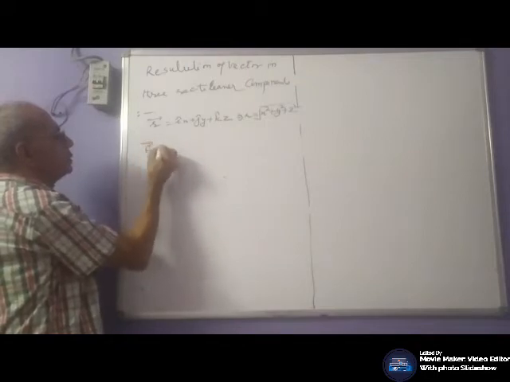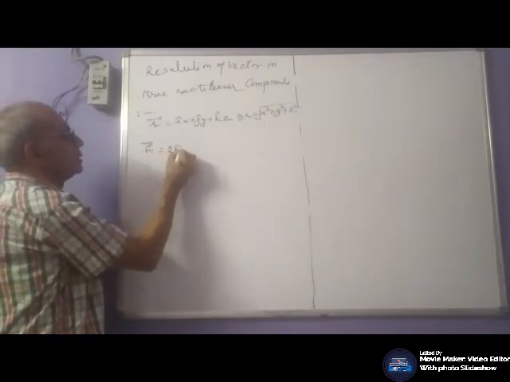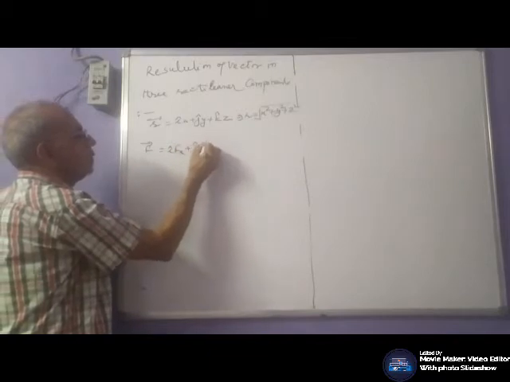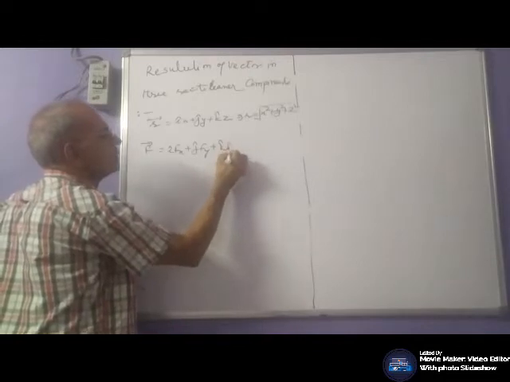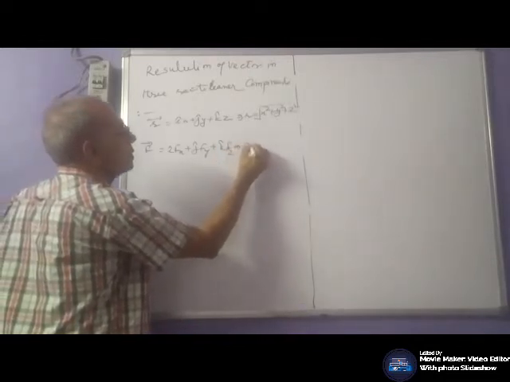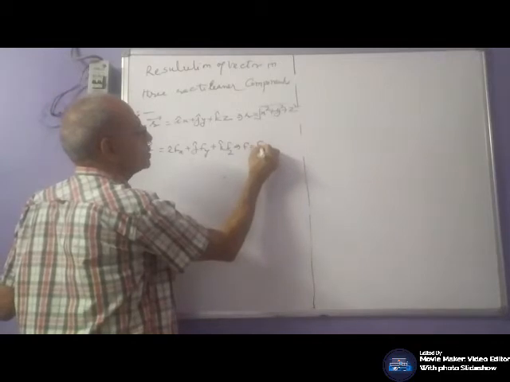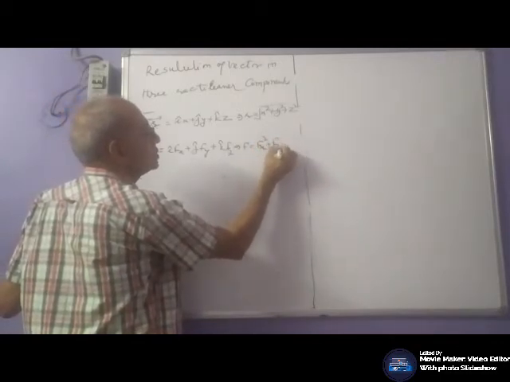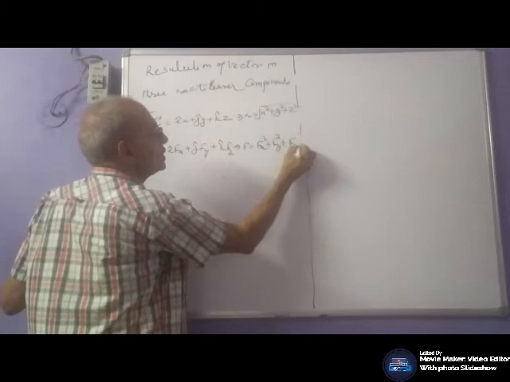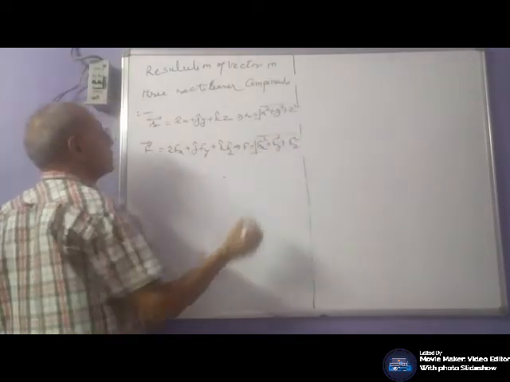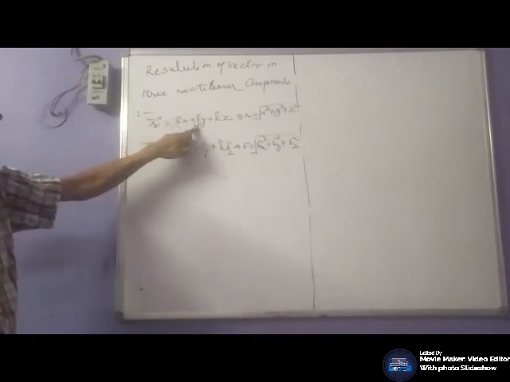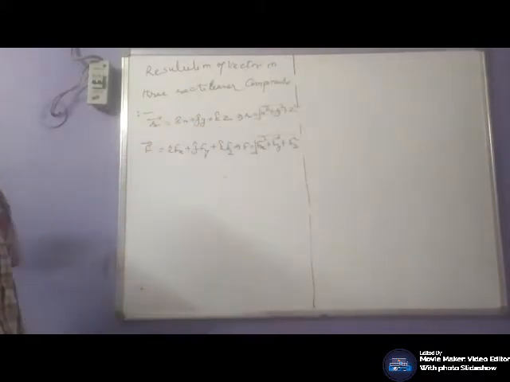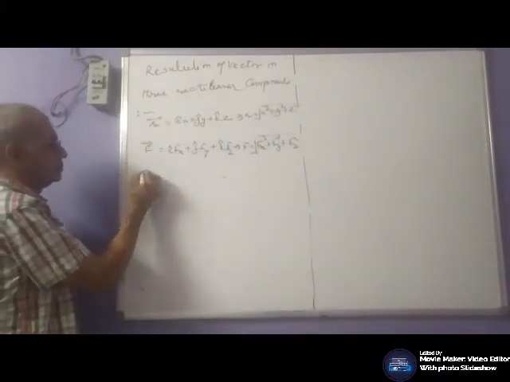F is I Fx, J Fy, K Fz, and F in magnitude is Fx square plus Fy square plus Fz square. I unit vector is always along the x-axis, J unit vector always along the y-axis, K unit vector always along the z-axis.